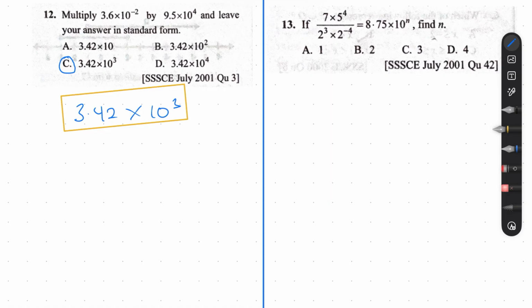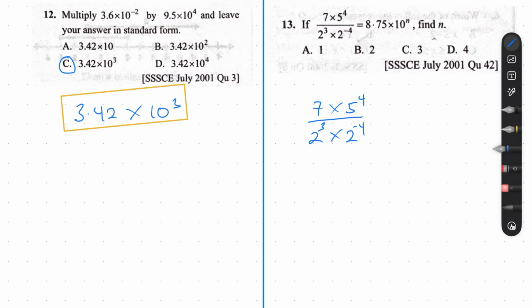Okay, that's question number 13. Now, let's see. We can also easily just put this into the calculator, right? We can do that, but should we do that or should we solve it? Let's try to solve it by hand. Okay, so you have 7 times 5 to the power of 4 all over 2 to the power 3 times 2 to the power negative 4, right?